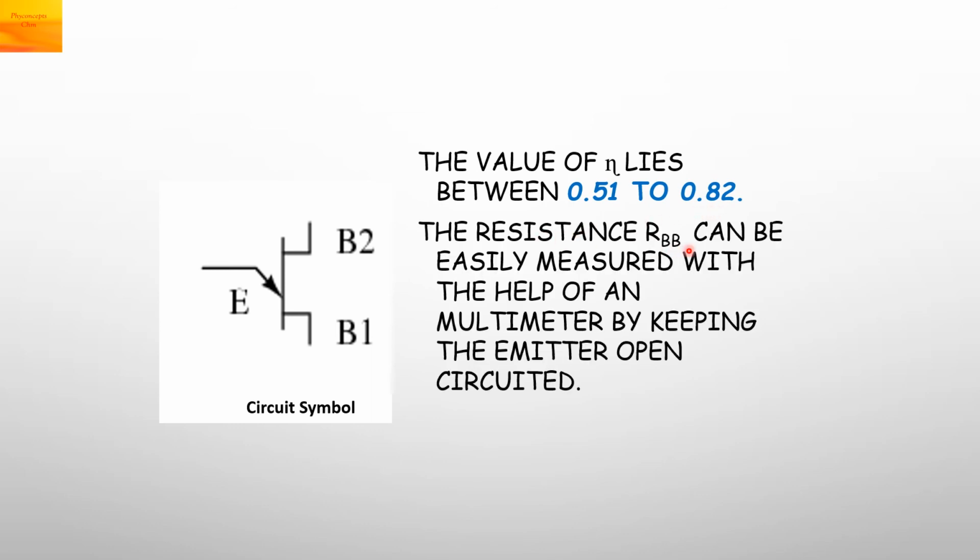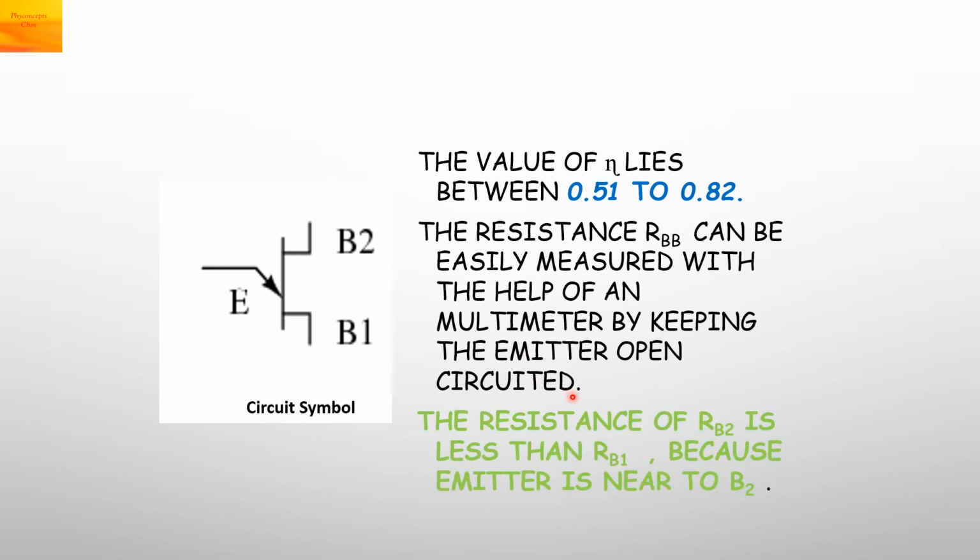The resistance RBB can be easily measured with the help of a multimeter by keeping the emitter open circuited. The resistance of RB2 is less than RB1 because the emitter is nearer to the base B2.